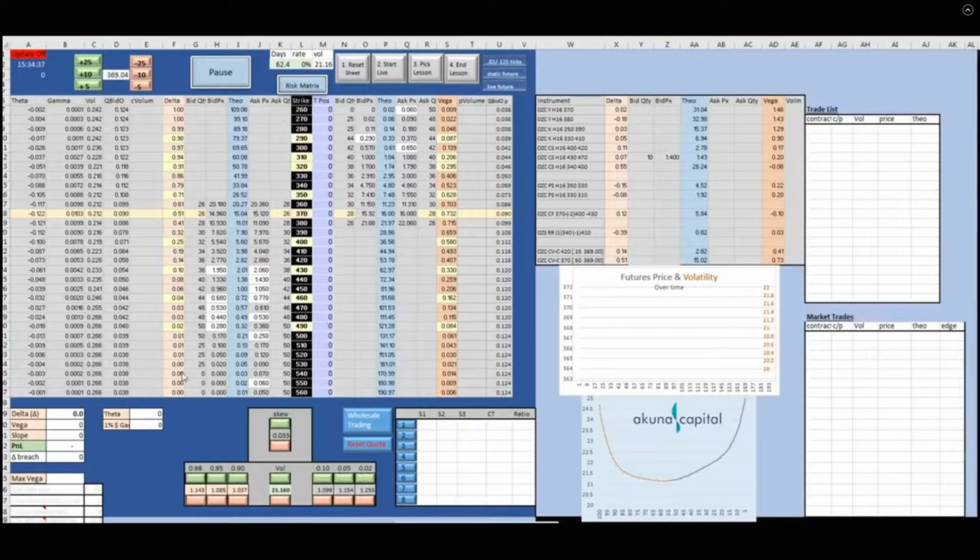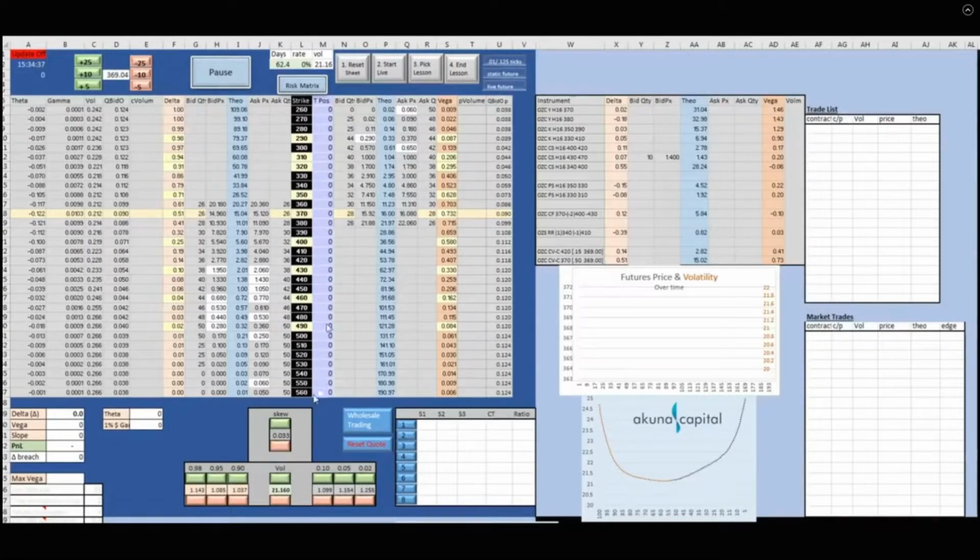On the left-hand side, we have all of our position Greeks, so our delta, vega, slope, and P&L, as well as our theta and our cash gamma. So as we're doing trades in the simulator, we'll be able to monitor our overall position Greeks here.